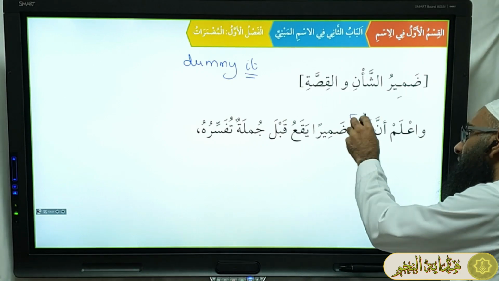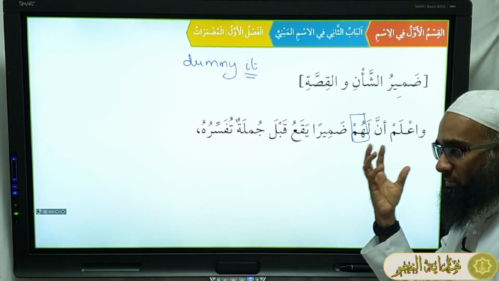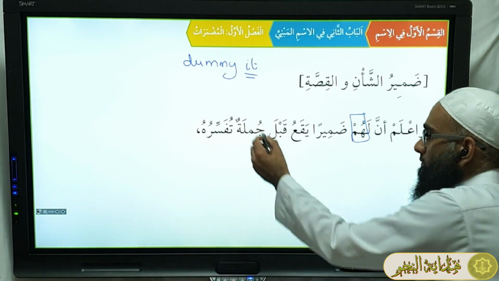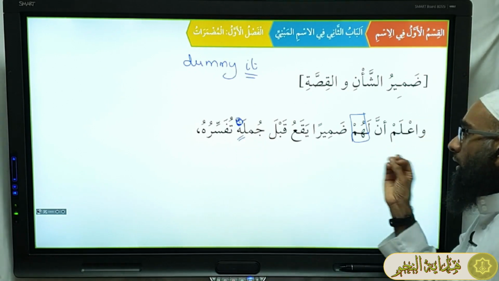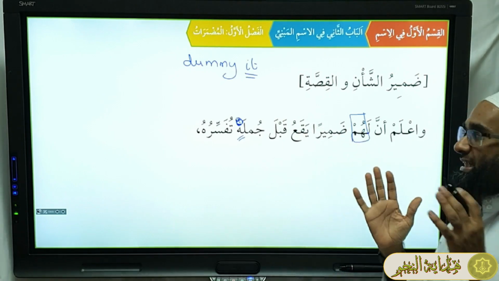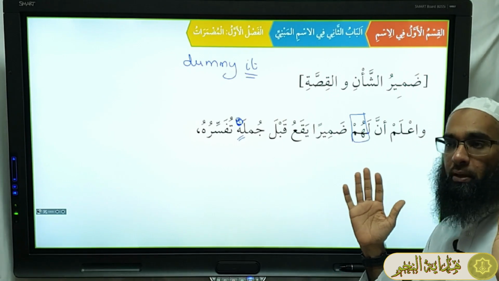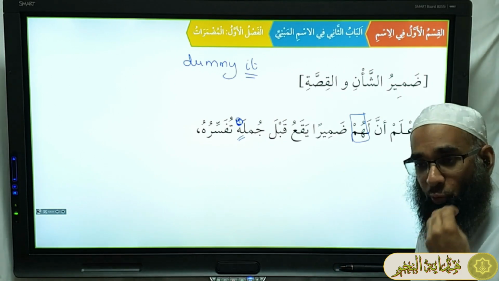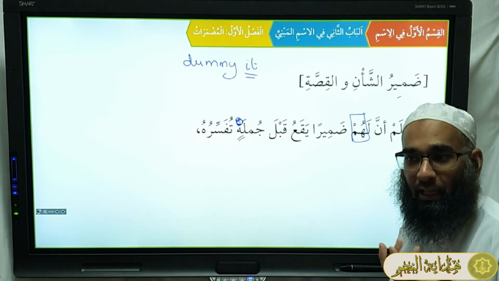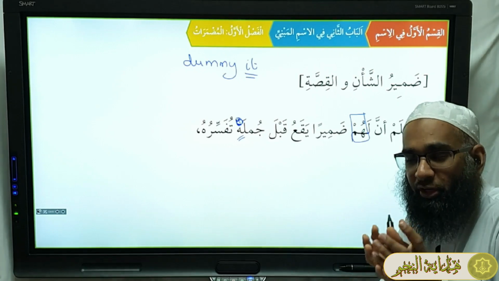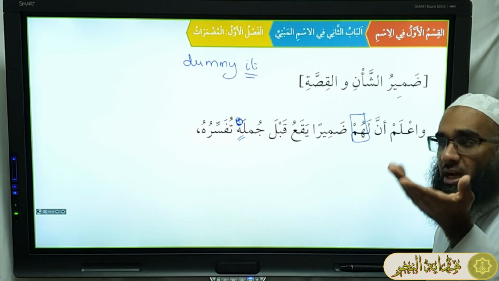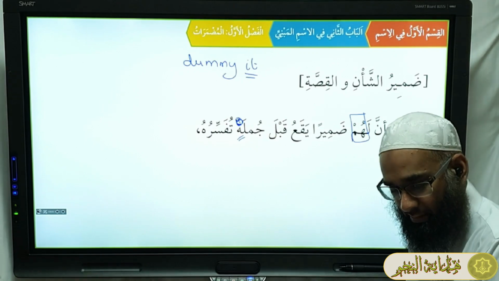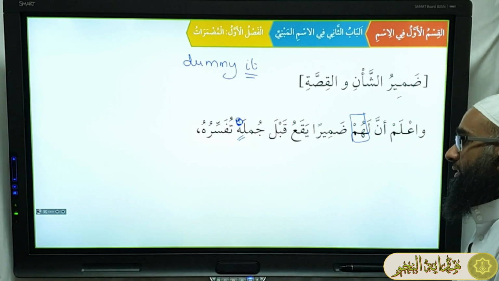Ay, lil Arab, lil Nuhat. Know that they have a dhamir. The Arabs, they have a dhamir. Where does the dhamir occur? Yaqa'u qabla jumlatin tufassiruhu. This dhamir occurs before a jumla which clarifies it. So know that the Arabs use a dhamir which has no antecedent. And because it is not known what it's referring to, the sentence after it clarifies it. Just as in our English example, it was amazing, and the sentence after that clarifies what is meant by it. The same occurs here. Do you understand?